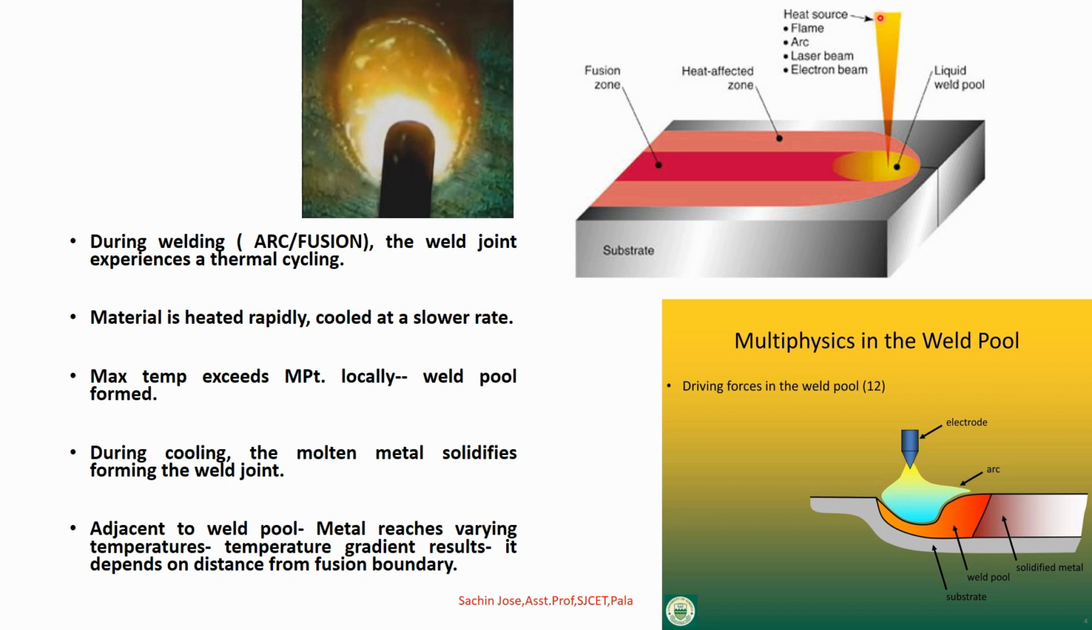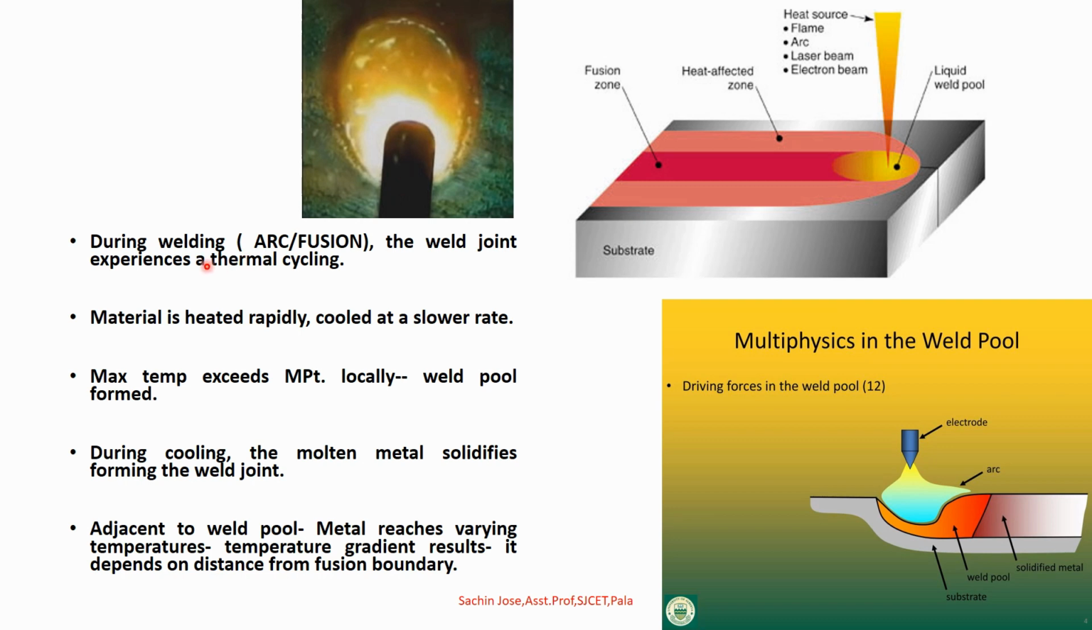Clear? So this is the heat source. Okay, it can be anything. It can be a flame if it is oxyacetylene welding. It can be an arc if it is arc welding, or a laser beam or electron beam in those kinds of high energy weldings. So the fusion zone is here, the heat affected zone, and a liquid weld pool. So this is the weld pool. You know what a pool is, right? So it is a pool of molten metal.